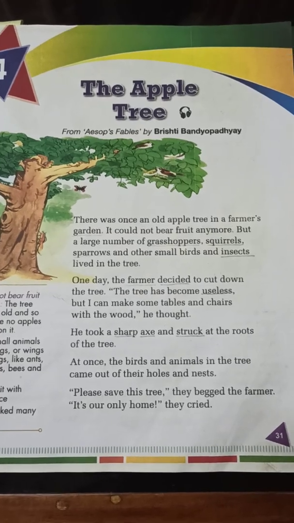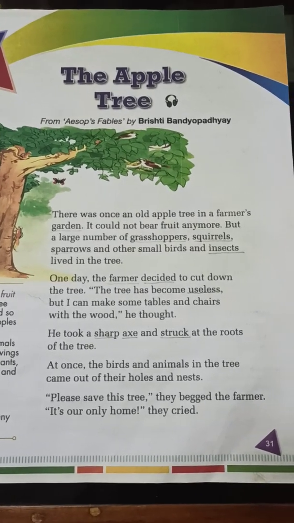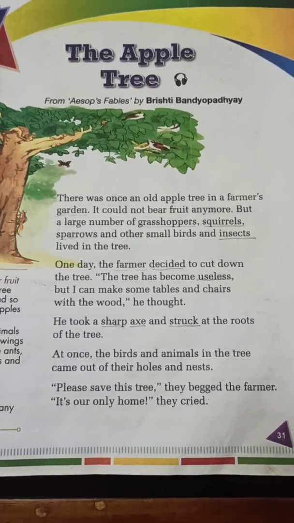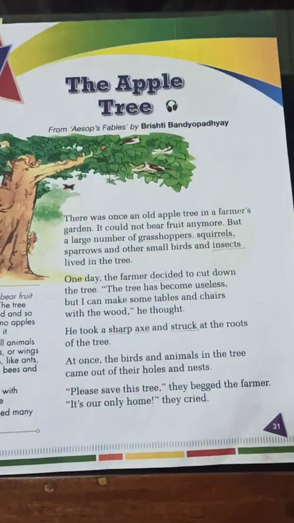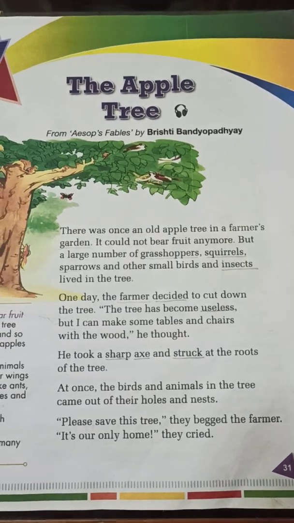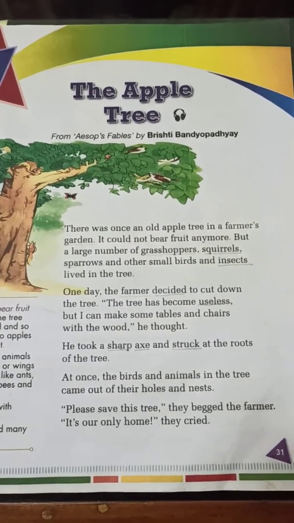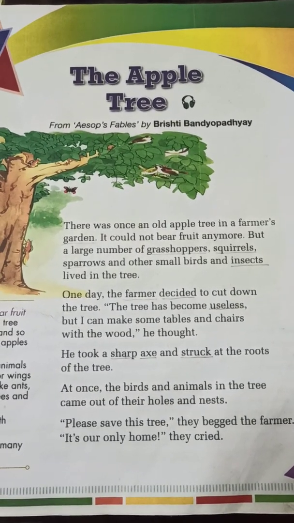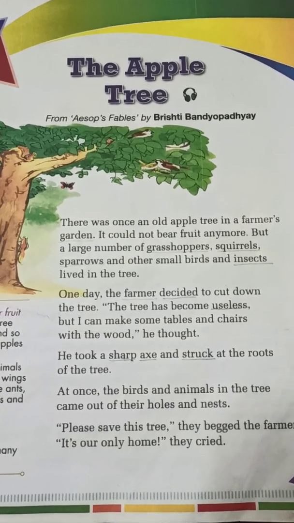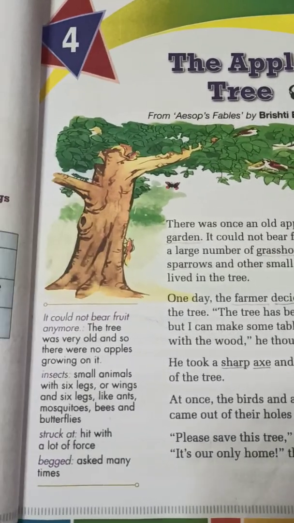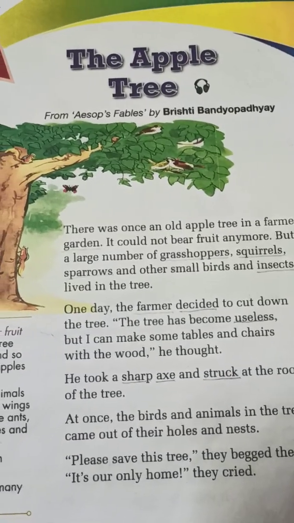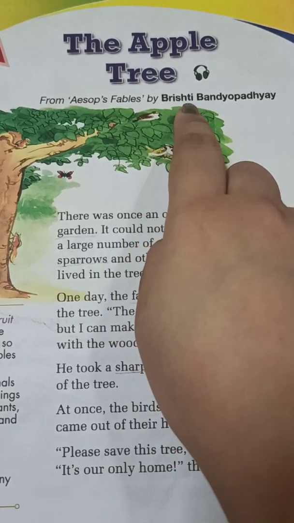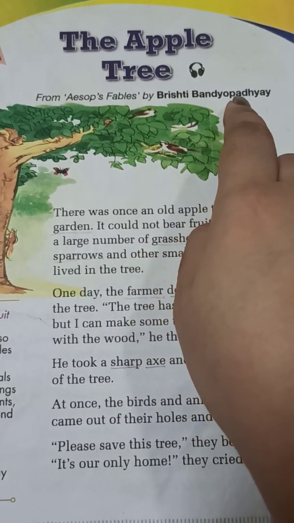Today we are going to study a new lesson, page 31 of your English Mohar reader. I want all of you to turn to page 31. The name of our lesson is The Apple Tree. Lesson 4, The Apple Tree, from Aesop's Fables by Brishti Bandyopadhyay.